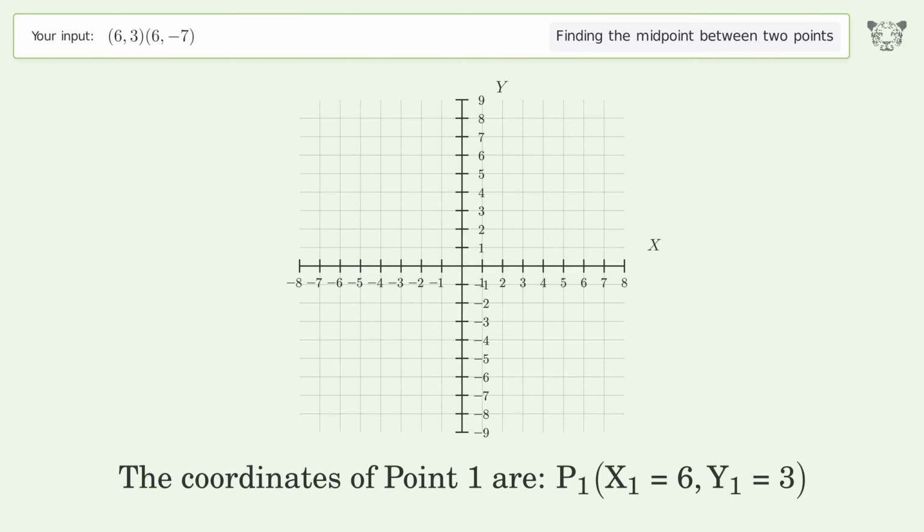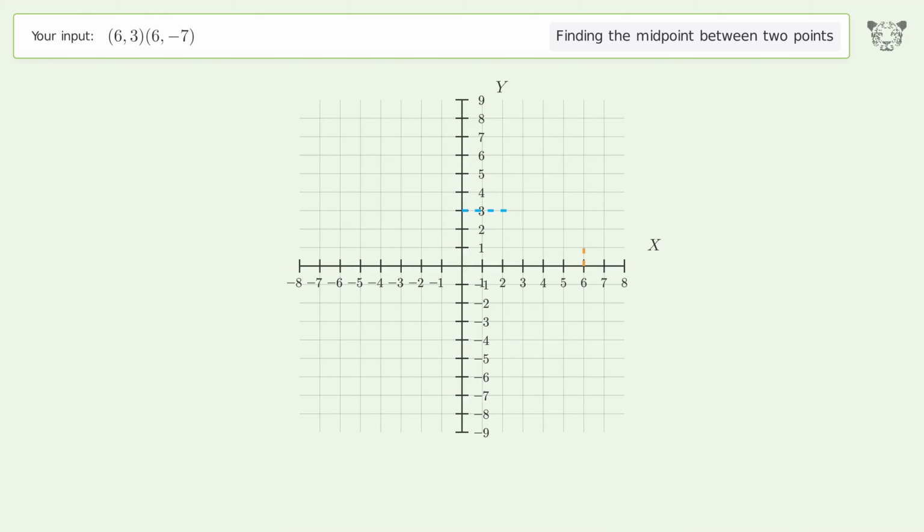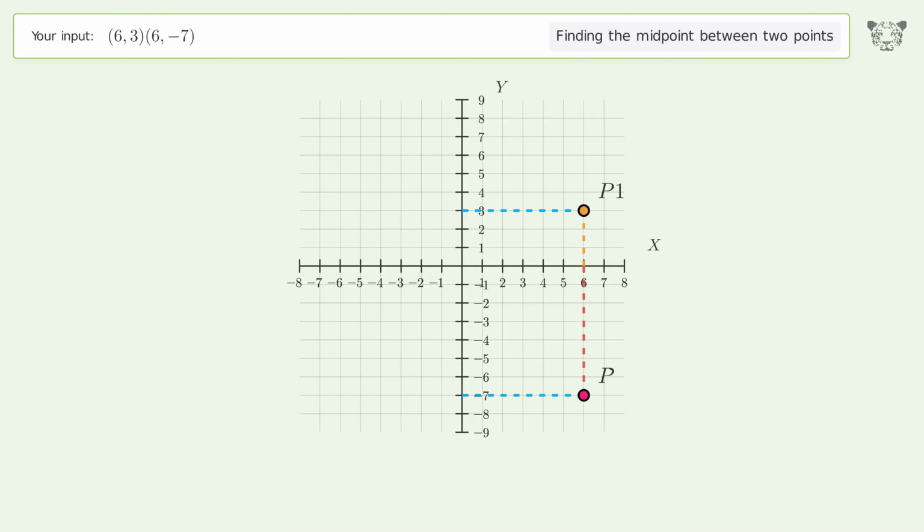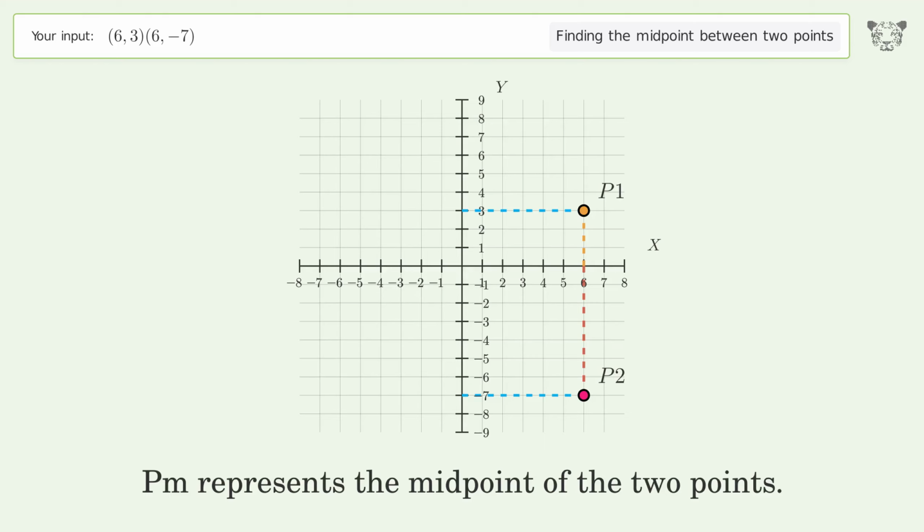The coordinates of point 1 are x1 equals 6, y1 equals 3. The coordinates of point 2 are x2 equals 6, y2 equals -7. PM represents the midpoint of the 2 points.